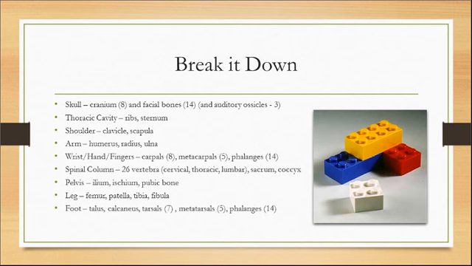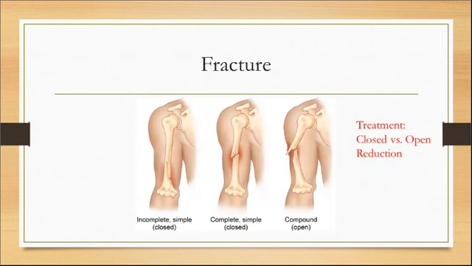Let's look next at fractures. There's many different types of fractures in terms of what the bone does, but there's basically three general classifications in terms of the severity of the fractures. Fractures are classified as complete or incomplete, and they are described as open, which is known as compound, or closed.